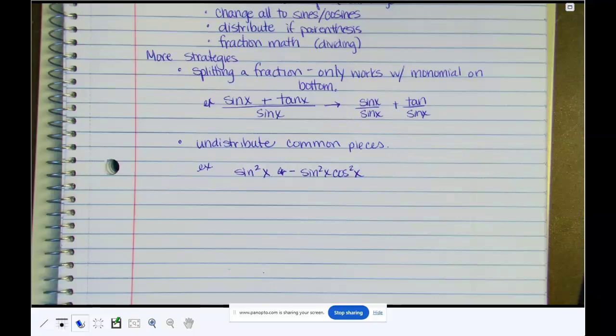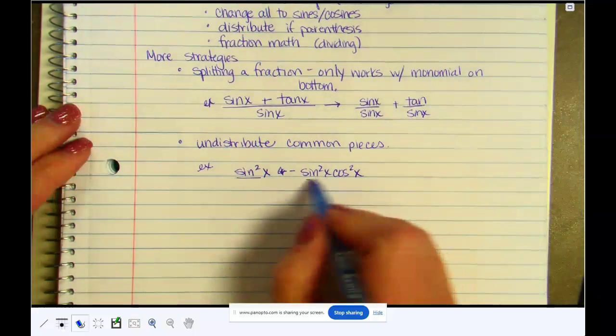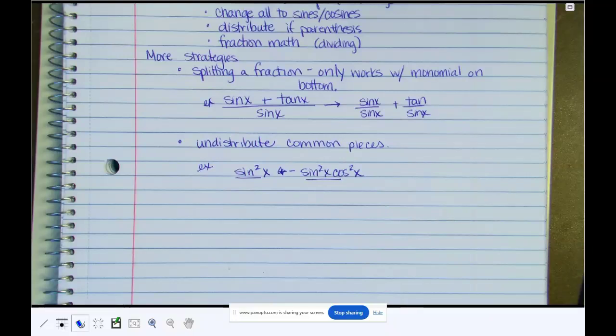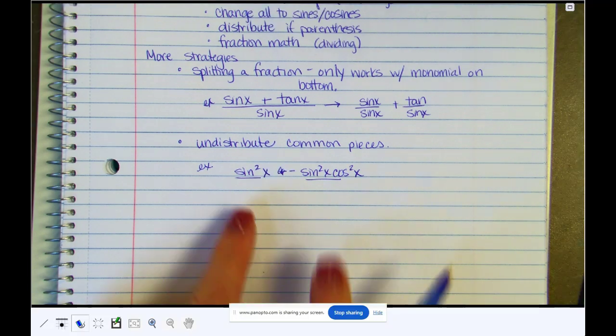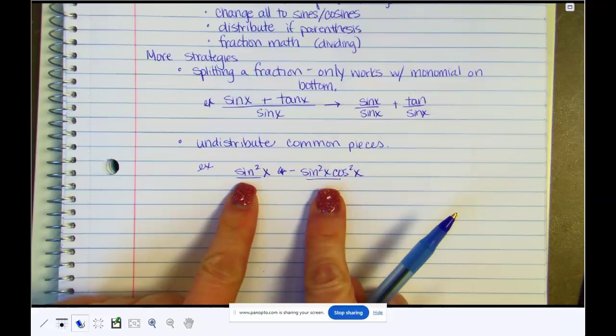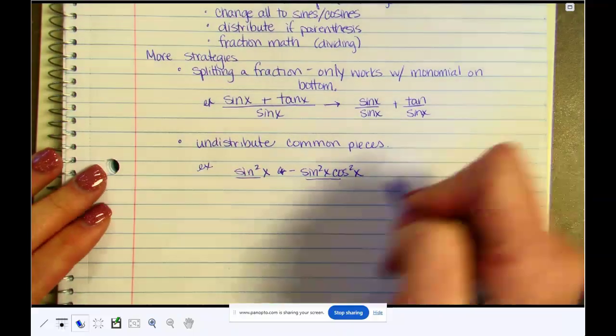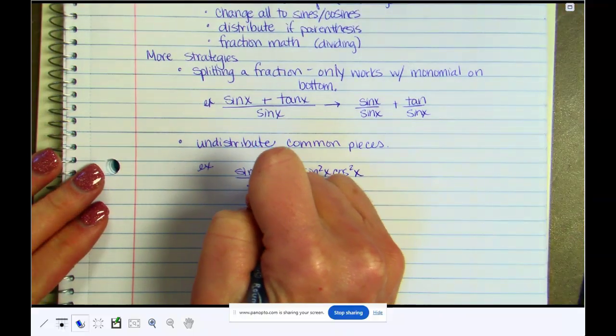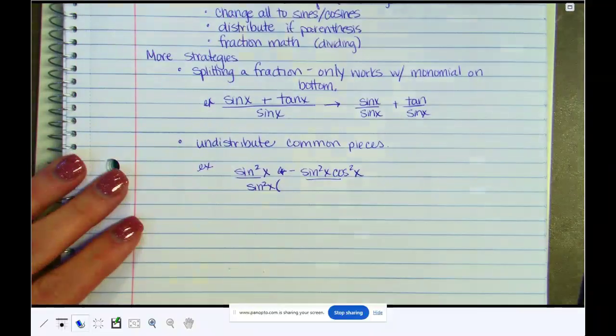But if you look at your two terms here, they both have a sine squared in them. Just like we were practicing factoring yesterday, when we were pulling numbers out after doing the voodoo method, you can pull a sine squared out of this. So if you pull a sine squared out, undistributing, what's left in the first piece?